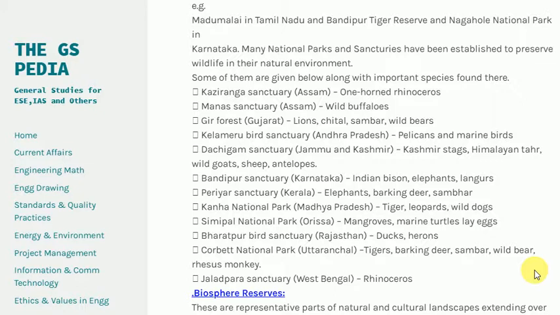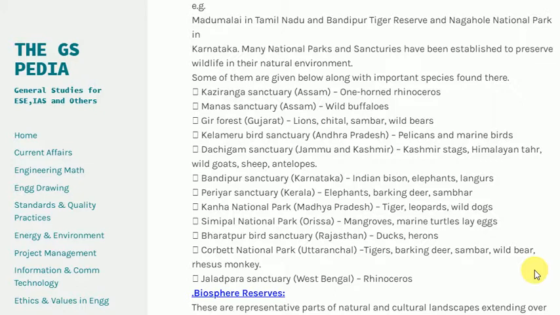Dachigam Sanctuary, Jammu and Kashmir, Kashmir stags, Himalayan tahr, wild goats, sheep, antelopes. Bandipur Sanctuary, Karnataka, Indian bison, elephants, langurs. Periyar Sanctuary, Kerala, elephants, barking deer, sambar. Kanha National Park, Madhya Pradesh, tiger, leopards, wild dogs.